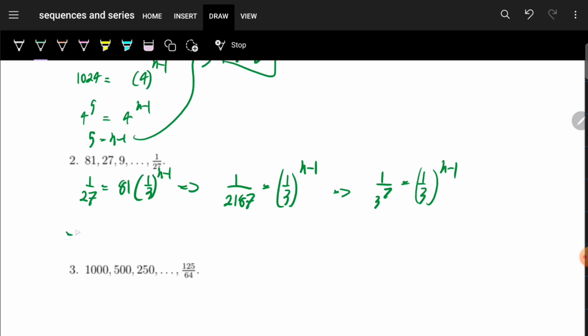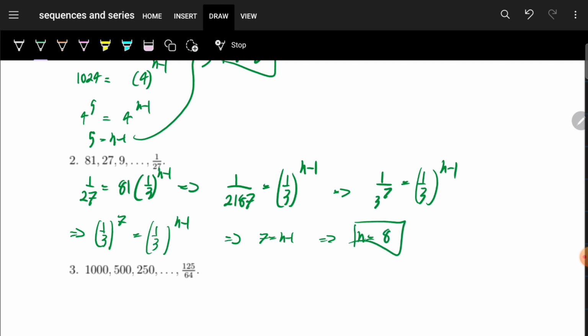Okay, which means we can rewrite this as just 1/3 to the 7 is equal to 1/3 to the n minus 1. Okay, now that means 7 is equal to n minus 1 and n is equal to 8. So there are 8 terms here.